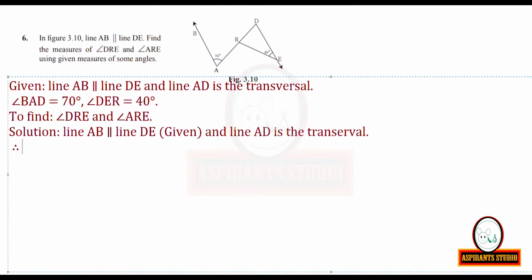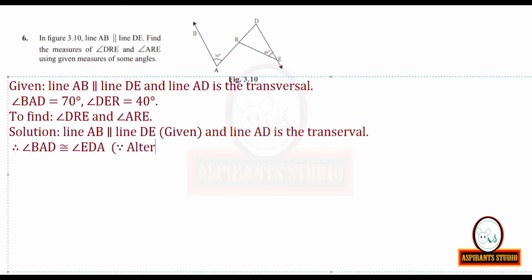In the figure, line AB is parallel to line DE. We have to find the measures of angle DRE and angle ARE using given measures of some angles. Write what is given and what is to be found out and begin the solution. Now line AB is parallel to line DE is given and let us take line AD to be the transversal.